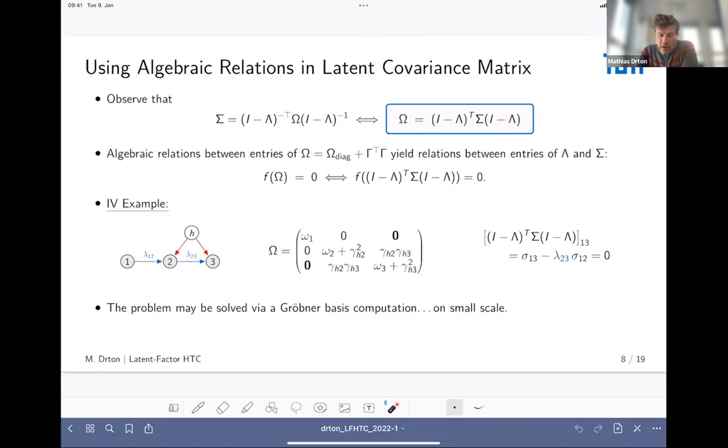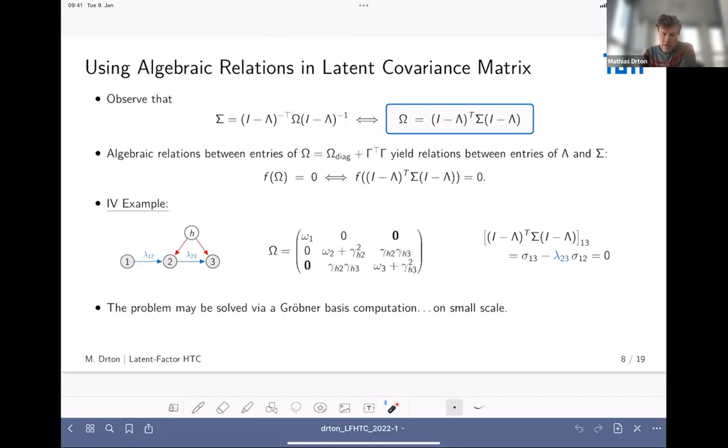And then I can think about algebraic relations that hold among the entries of this latent covariance matrix omega. If I can think of some polynomial that vanishes when I evaluate it over a latent covariance matrix coming from my model, then I also know that the same polynomial must vanish when I evaluate it on this product of three matrices here. But when there is a polynomial that is zero when evaluated on this matrix, that means I find a relation between the entries of lambda and sigma. And this is what I want to do, right? I want to find relations between lambda and sigma that I can then solve to determine the entries of lambda as a function of sigma.